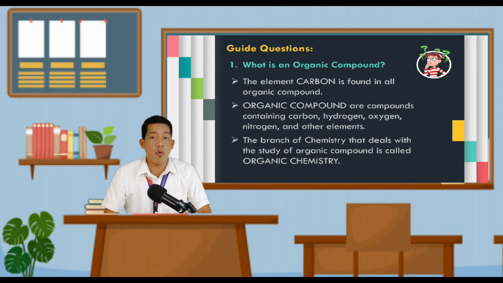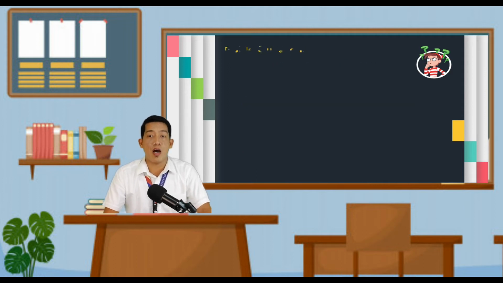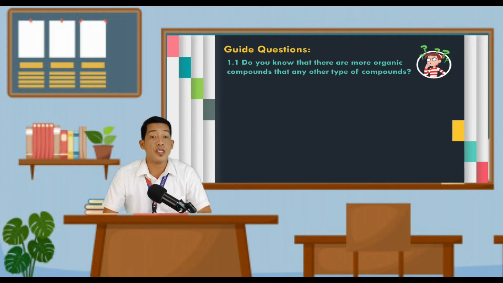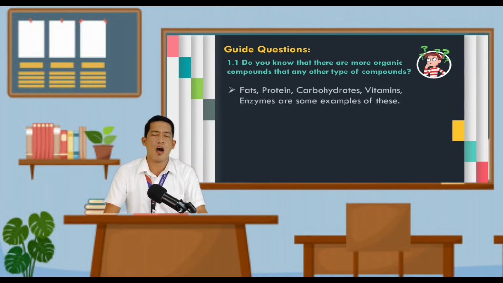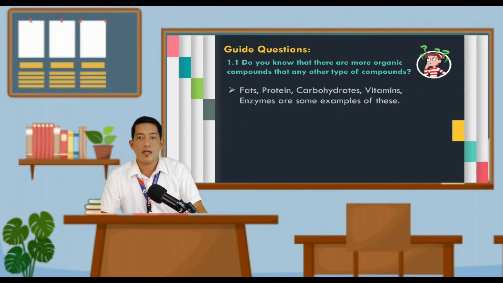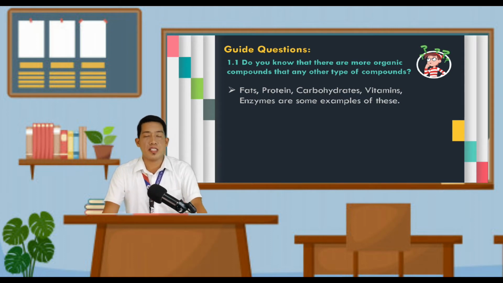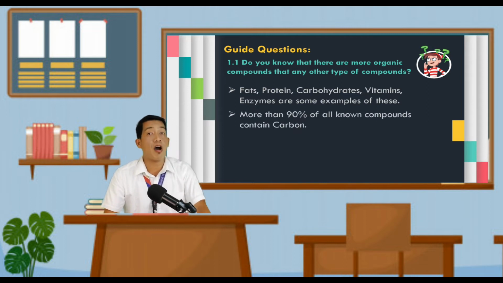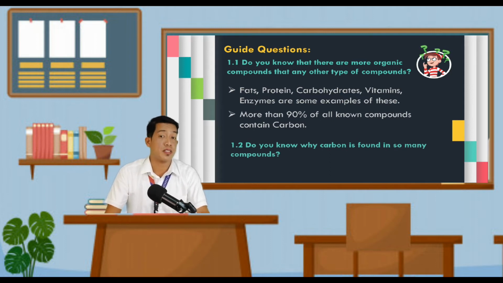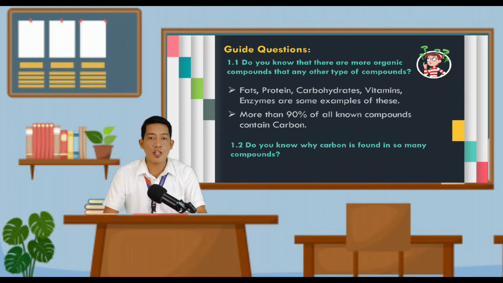Do you know that there are more organic compounds than any other type of compounds? Yes, it's true. We have fats, proteins, carbohydrates, vitamins, and enzymes as some examples of this. More than 90% of all known compounds contain carbon. Do you know why carbon is found in so many compounds? If you want to know the answer, listen to me, and later on we will find out the answer.